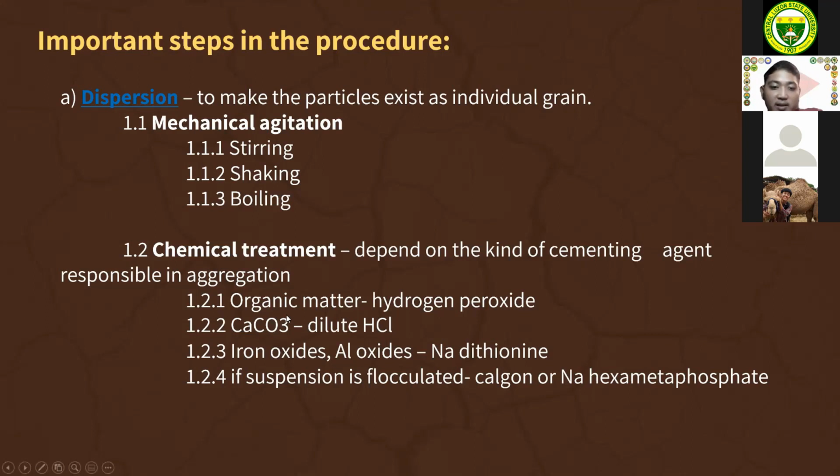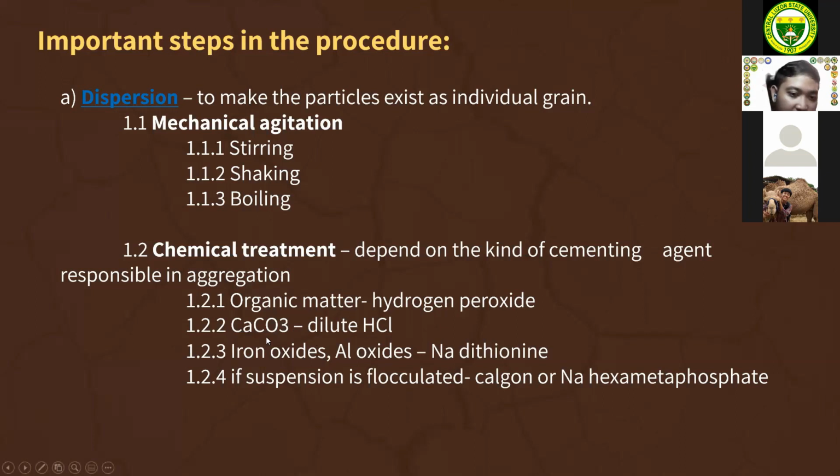So pag yung cementing agent natin is organic matter, we need to use hydrogen peroxide. So like for example, pag gusto nating malaman yung texture ng lupa natin, kailangan muna nating, like for example, i-measure natin yung organic matter content. Nakita natin na mataas yung organic matter content. So ibig sabihin, maraming binding agent to organic matter doon, kaya nagdikit-dikit yung sand, silt, and clay natin. So we need to apply hydrogen peroxide first bago tayo mag-measure ng texture.